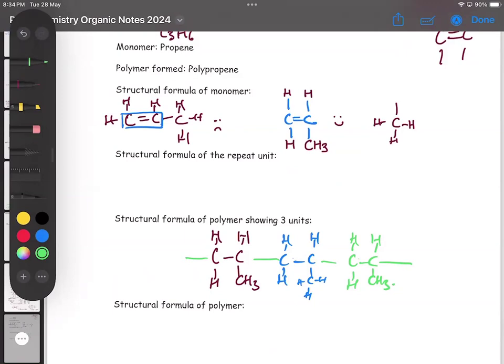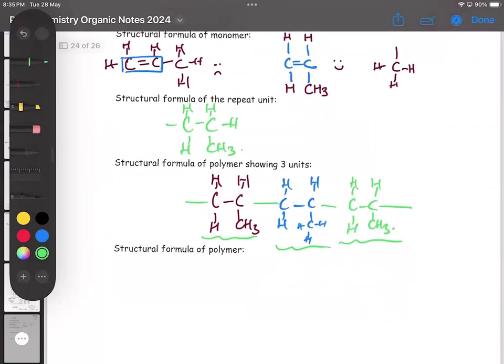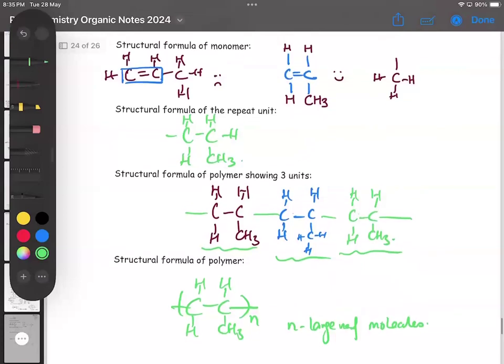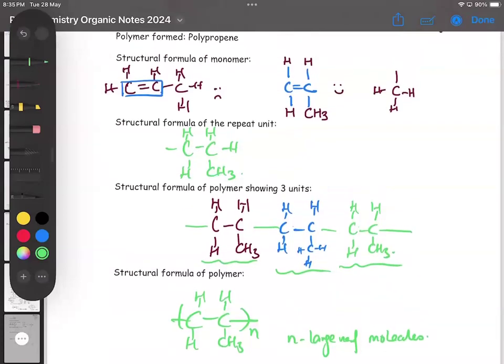Okay. Repeat unit, you can choose this, you can choose this, you can choose this. So just draw. Oops, no more double bond. This is our repeat unit. And for the polymer, if there's no mention about drawing how many units, we'll just draw the repeat unit with the bracket with an N, and N represents a large number of molecules. This is the answer for polypropylene.